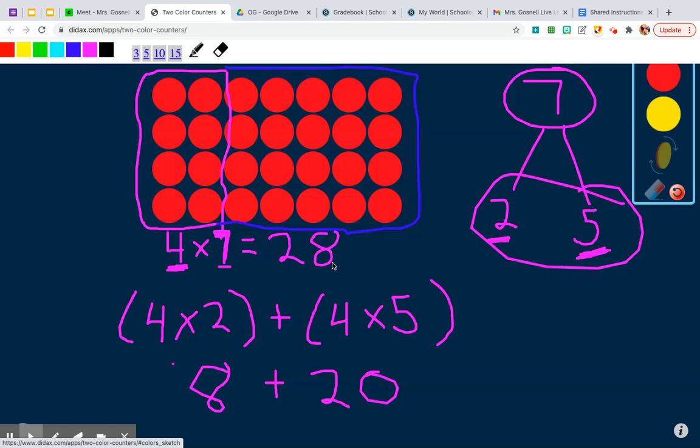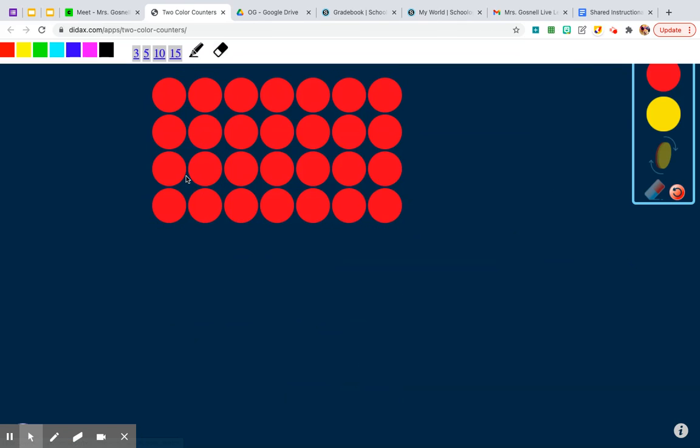How can you check your answer? Well, you can look at the array as a whole number again and count 1, 2, 3, 4, 5, 6, 7, 8, 9, 10, 11, 12, 13, 14, 15, 16, 17, 18, 19, 20, 21, 22, 23, 24, 25, 26, 27, 28. Notice that even though we split this apart, the total amount did not change at all.